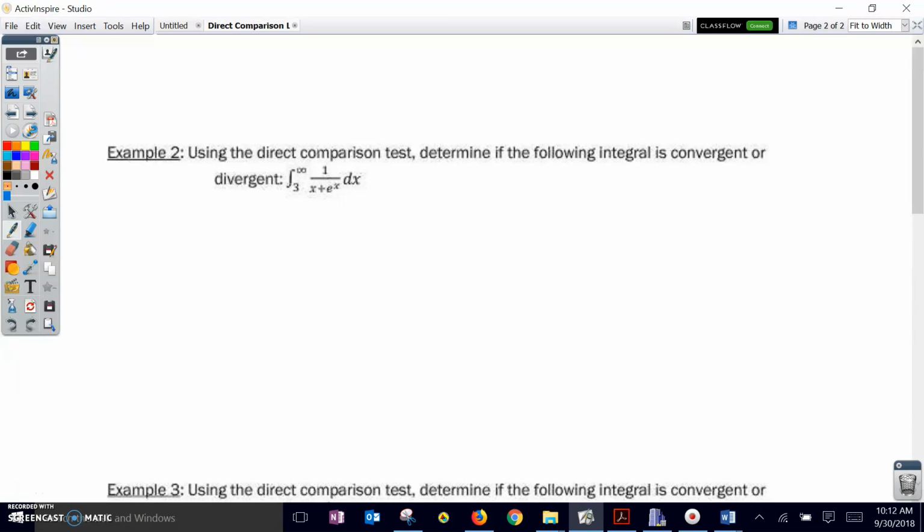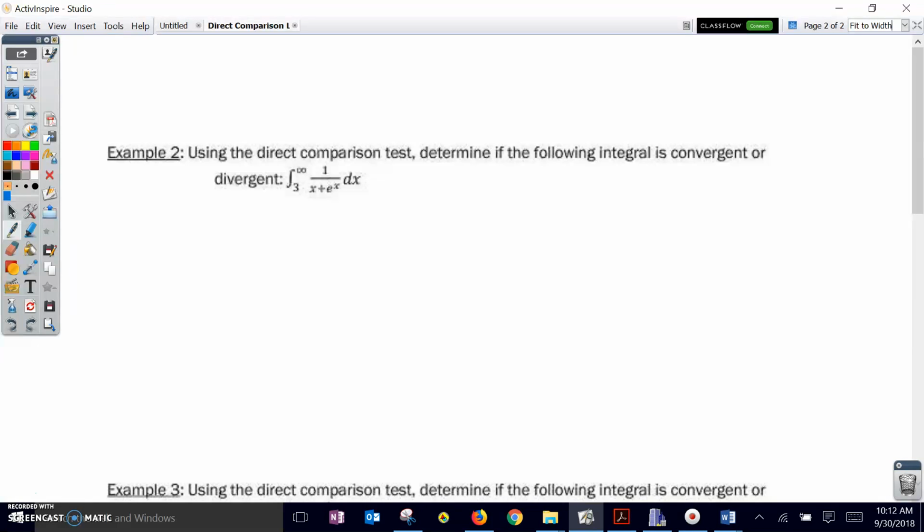Alright everybody, welcome back. In this video we're going to look at examples related to the direct comparison test and finding out if integrals converge or diverge by using direct comparison. And really the primary gist of direct comparison is this. If we can find an integral that is larger than the one that we're looking to determine its convergence or divergence, if we can find one that's larger on the entire interval of integration that converges, then that shows that the one that we're looking at converges.